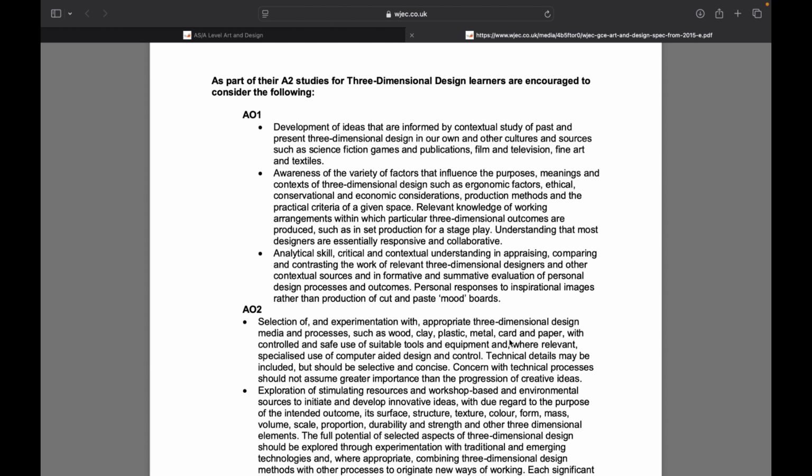So if we're doing an architecture project, obviously we've got specific material amounts that we have, and storage limitations. So we're not expecting great big massive boards and presentation boards. We're only expecting it to be maximum kind of A2 size. And then we've got relevant knowledge of working arrangements within which particular 3D outcomes are produced, such as in set production for a stage play, understanding that most designers are essentially responsive and collaborative. So responsive, meaning there's a want and a need for the product or the piece of architecture in this case.